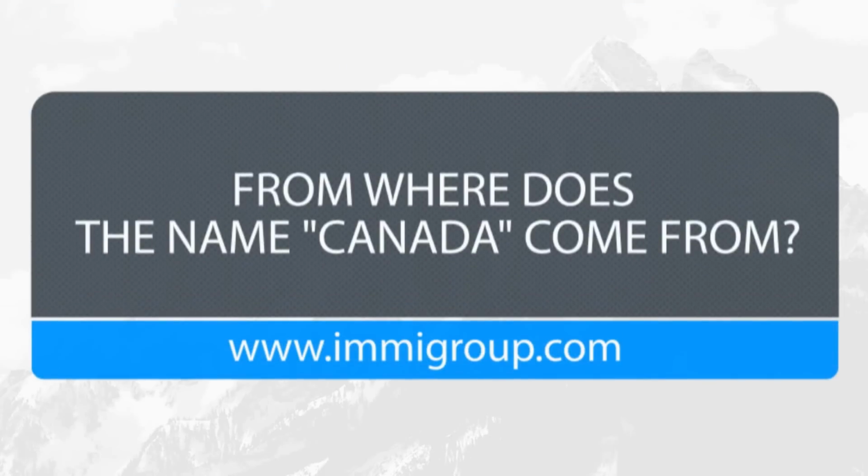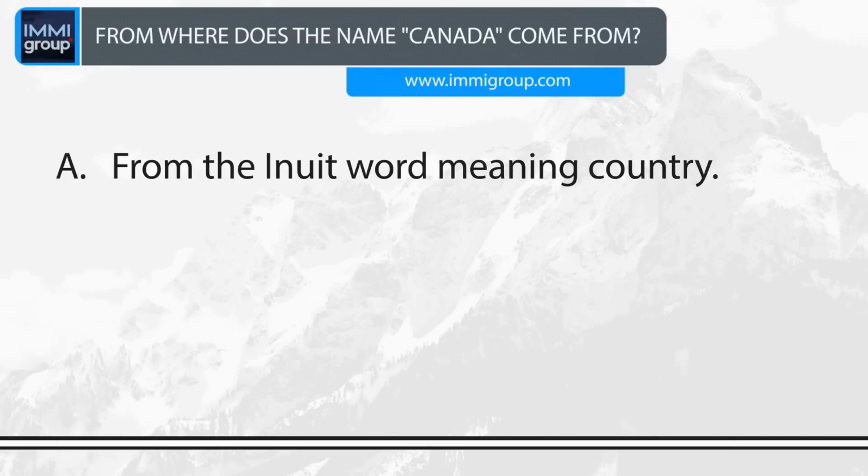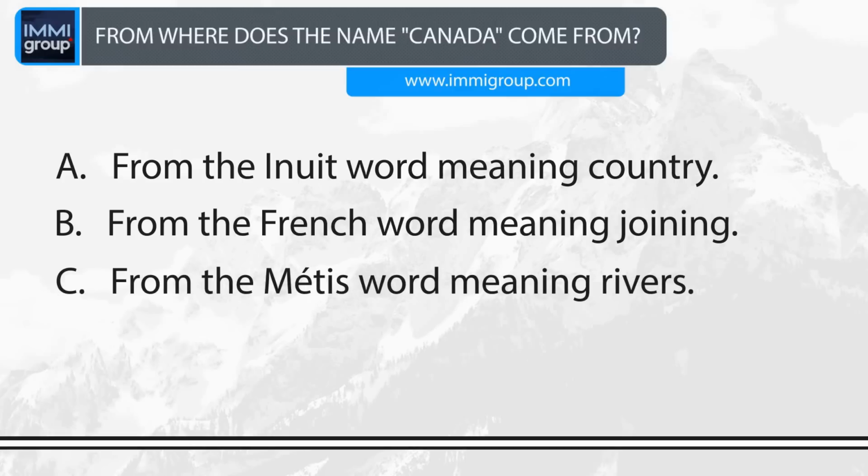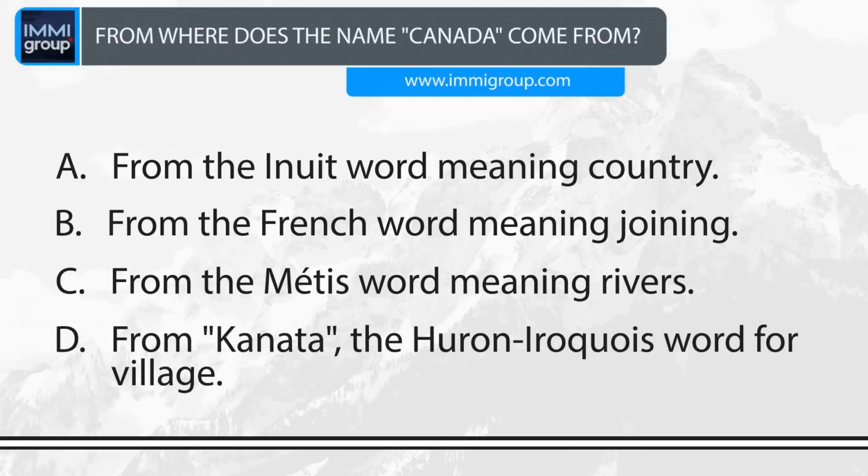Where does the name Canada come from? A. From the Inuit word meaning country. B. From the French word meaning joining. C. From the Métis word meaning rivers. D. From Kanata, the Huron-Iroquois word for village.